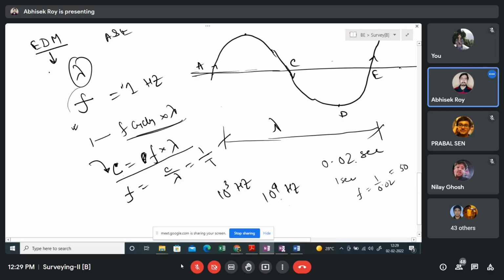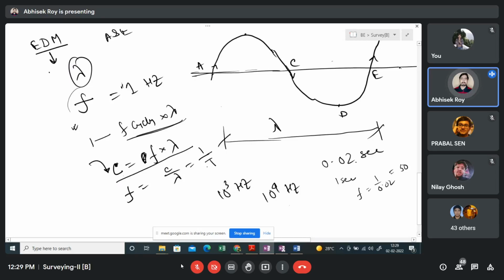That means within a second this electromagnetic wave is able to complete 10 to the power 4 cycles, right? So this is known as frequency. We know what is the length traveled in one cycle, that will be denoted by lambda, which is wavelength. We know what is the period or time taken by one cycle, that will be known as time period, which will be again in second.